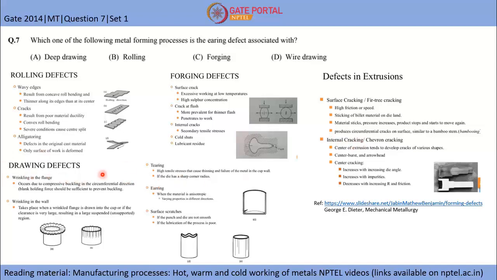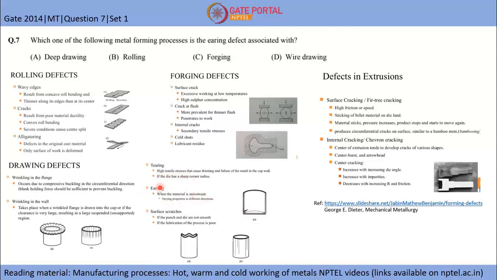Now coming to the drawing defects. This is basically deep drawing defects. Firstly, wrinkling in the flange. This occurs because of compressive buckling in the circumferential direction. As you are punching the sheet, you can see here, the surface will wrinkle. This will lead to wrinkling in the flange, and wrinkling in the wall is this thing, option B. And tearing: sometimes you exceed the pressure, and the tensile stresses which occur near the die will lead to generation of cracks, which is basically tearing because of high tensile stresses.